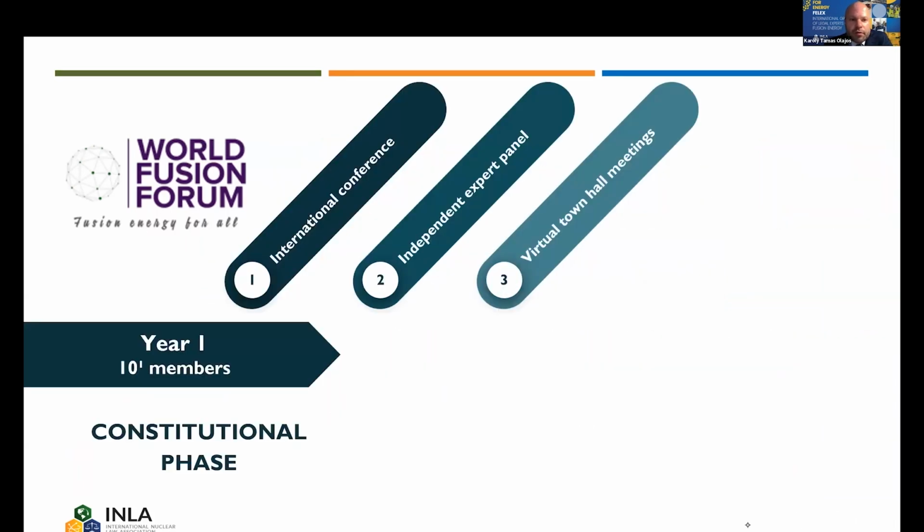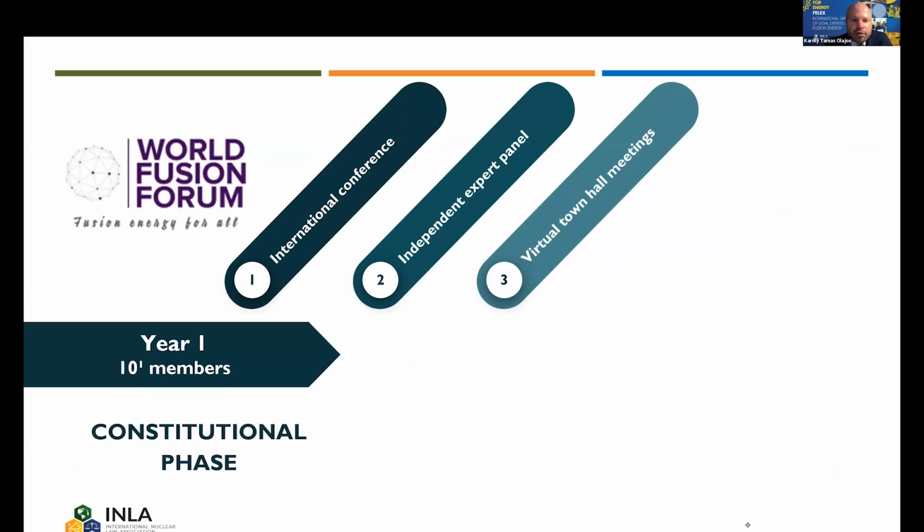The World Fusion Forum, as a kind of governance tool, would be permanent. Its initially limited membership would increase from phase to phase, and it would keep evolving over its lifetime, accompanying global fusion R&D efforts. The constitutional phase would start from a launching event, which would enlist individuals from national governments from the developed and developing countries, international civil society organizations, and the fusion industry.